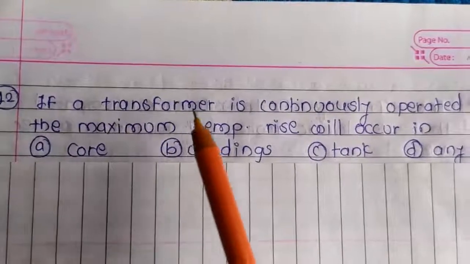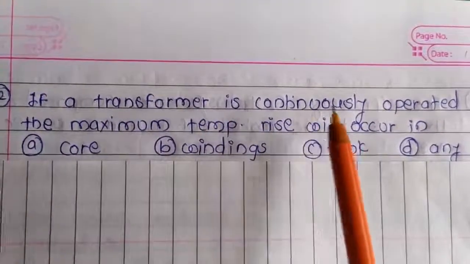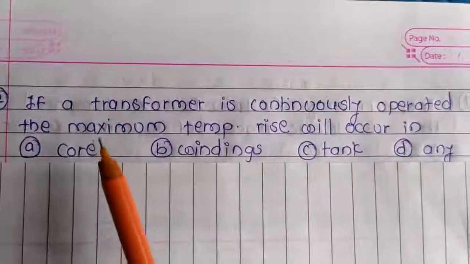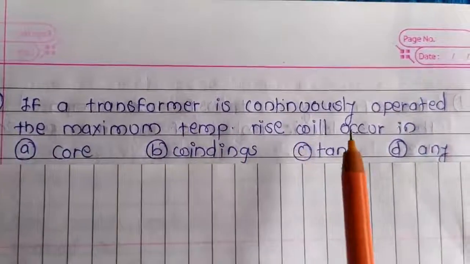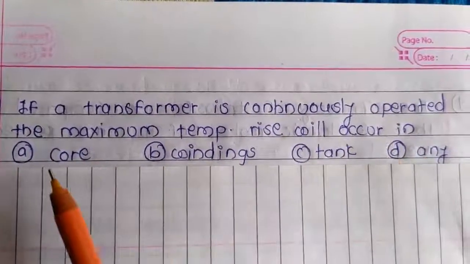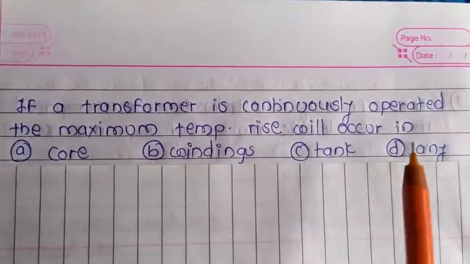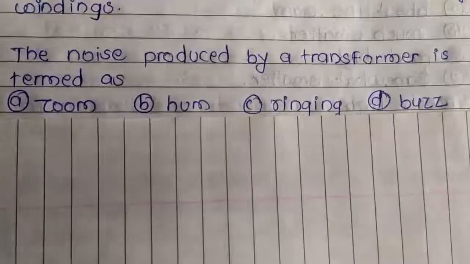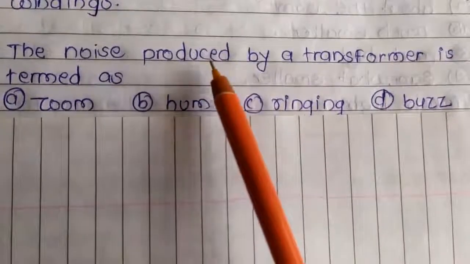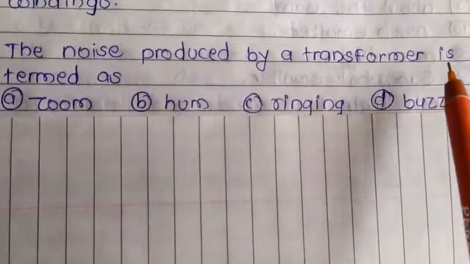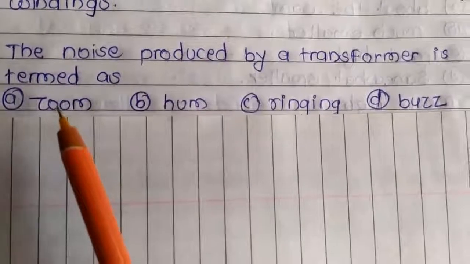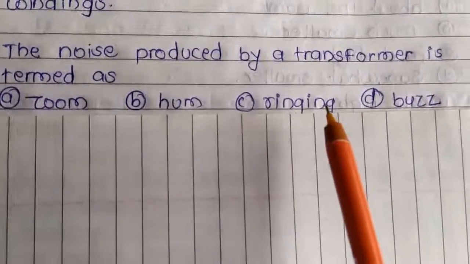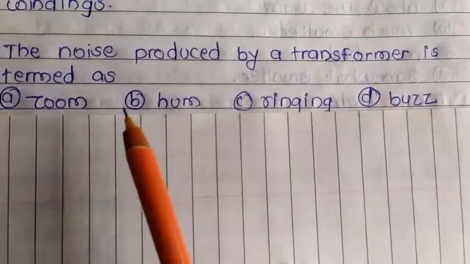If a transformer is continuously operated, the maximum temperature rise will occur in core, windings, tank, any. Answer is windings. The noise produced by transformer is termed as zoom, hum, ringing, buzz. Answer is hum.